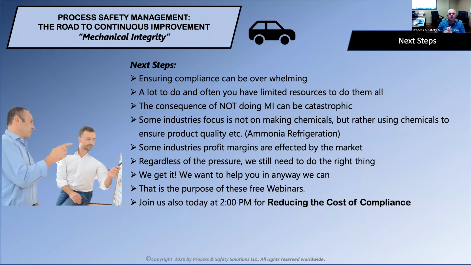Some industries' profit margins are affected by market. For example, right now, oil and gas is suffering from low market prices, et cetera. So as a result, a lot of times we lose resources or the resources get reallocated. Regardless of the pressure, we still need to do the right thing. And the right thing is making sure that we're doing our inspections and tests, et cetera.